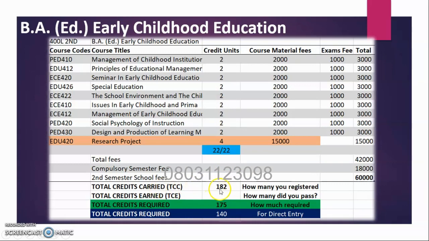So in the end, you have carried 182 credit units you have registered. And then you are expected to have passed up to 175 in order to be awarded the Bachelor of Arts in Education for Early Childhood Education. So if you have ended up at this 175 at this point, then you are a graduate. Congratulations. Or 140 if you came in through direct entry. If you came in through direct entry and you have ended up with 140 credit units, your name should be on the next graduation list. And your fee for the semester is actually 60,000.